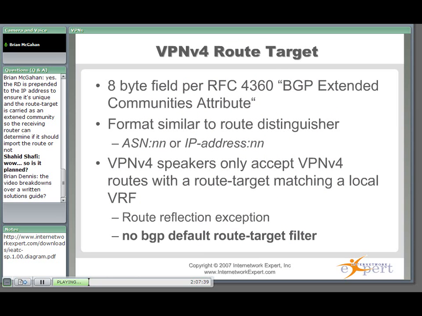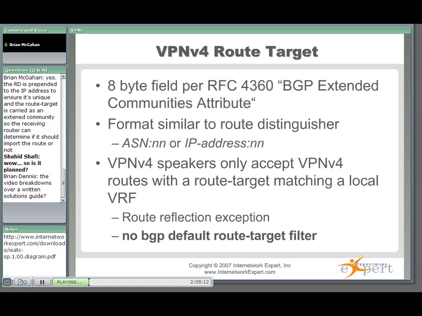The route target uses the same format as the route distinguisher. It's a BGP extended community attribute, using either the autonomous system number followed by a colon and then a number, or an IP address and then a number afterwards. So unlike the route distinguisher, which is unique for the prefix, this is controlling which prefixes can actually go in or out of the VRF tables.